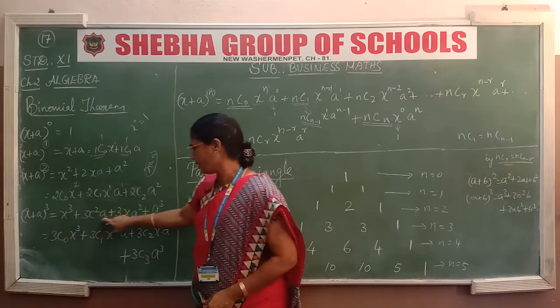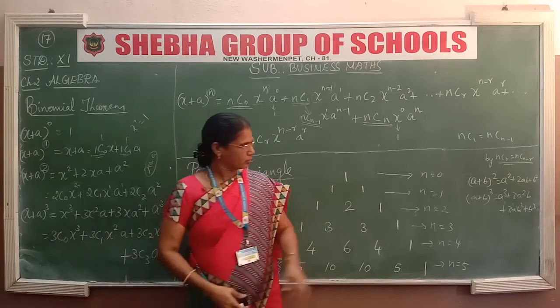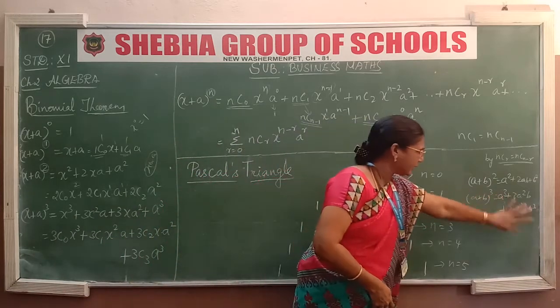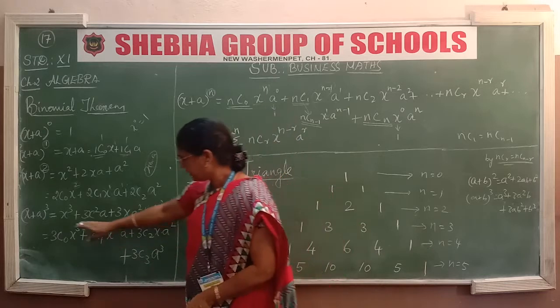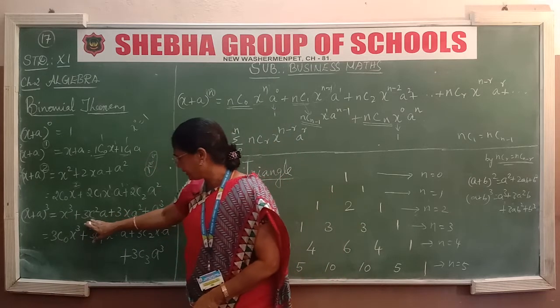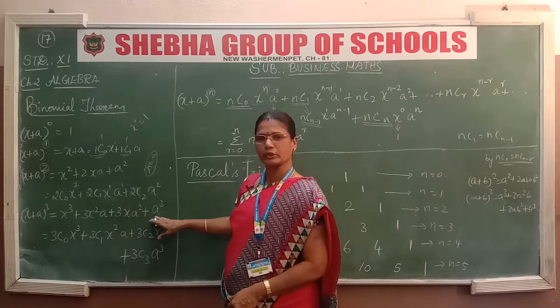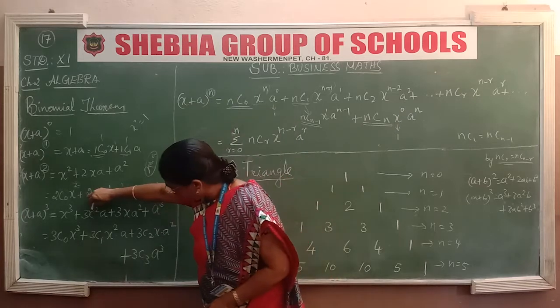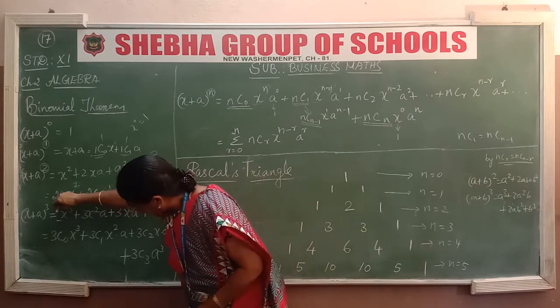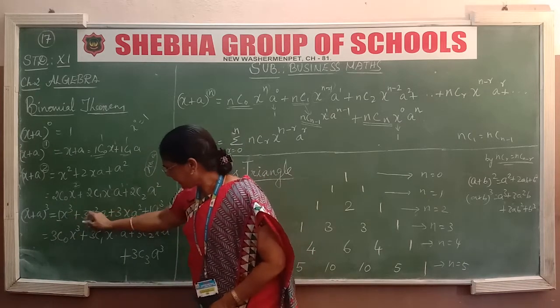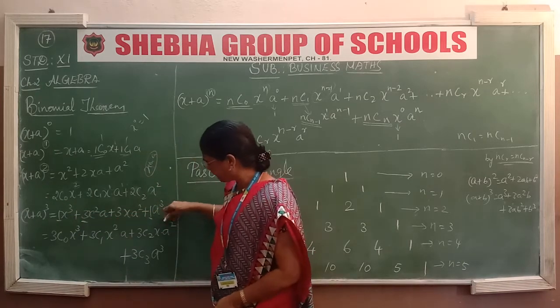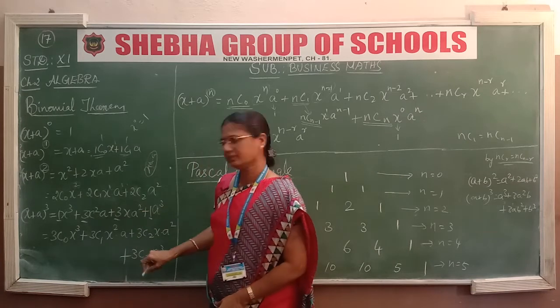We know the formula directly. (a plus b) whole cube equal to what? a cube plus 3a square b plus 3ab square plus b cube. Using this here: x cube plus 3x square a plus 3xa square plus a cube. Okay, listen, here also the last coefficient is 1. The second is 3, and here from the end the second is 3.